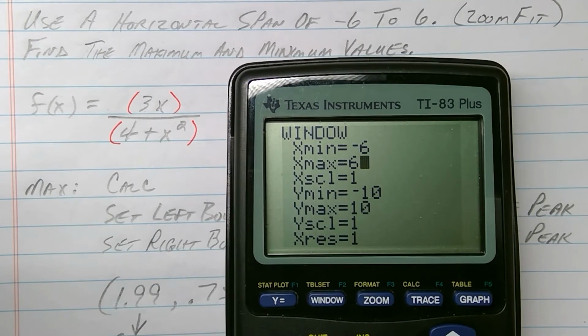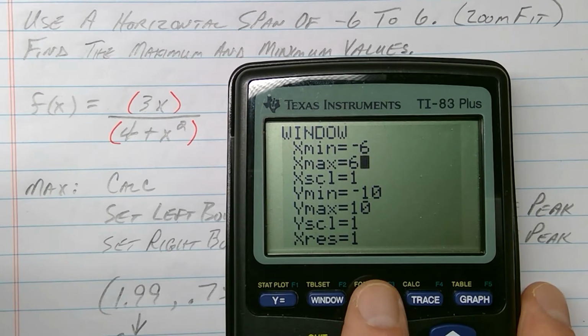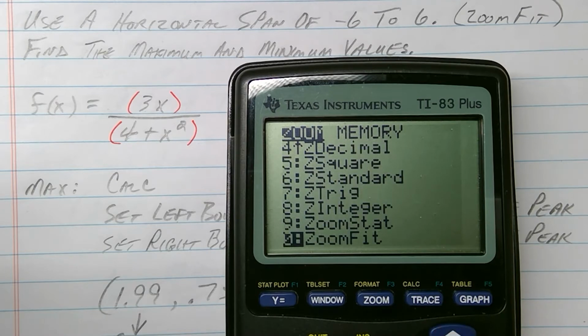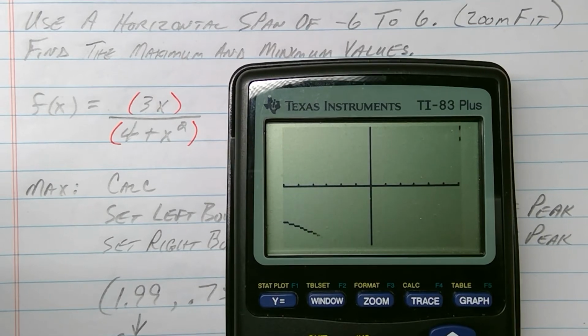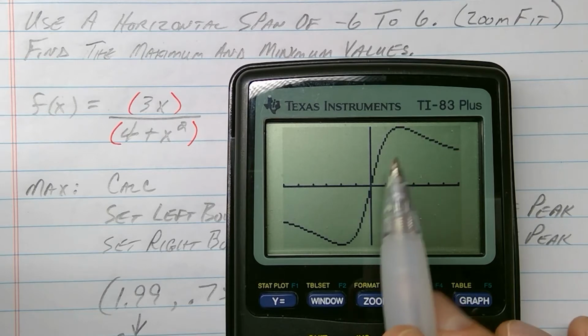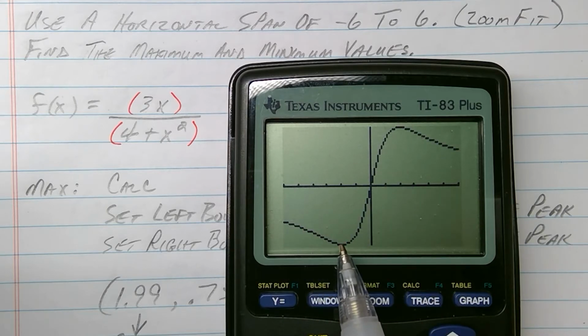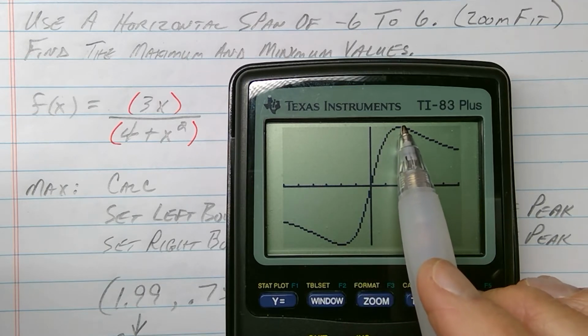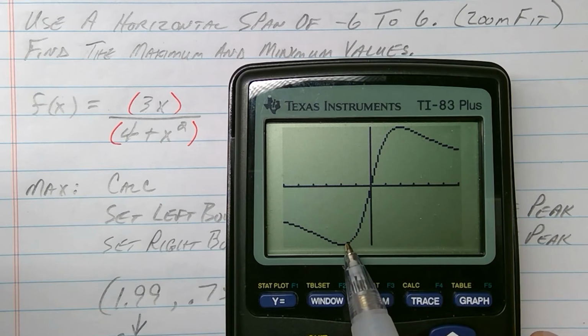Now from there, I just hit zoom fit. So I'm going to press my zoom key, and if you scroll down to 0, or you can just press 0, I'm going to choose zoom fit, and it should give me a nice picture. All right, so here's the graph we're going to deal with. Here's my minimum, that's at the bottom of the valley there. And then if I climb to the top of the mountain over here, that's going to be my maximum. So we're going to calculate a minimum value and a maximum value.